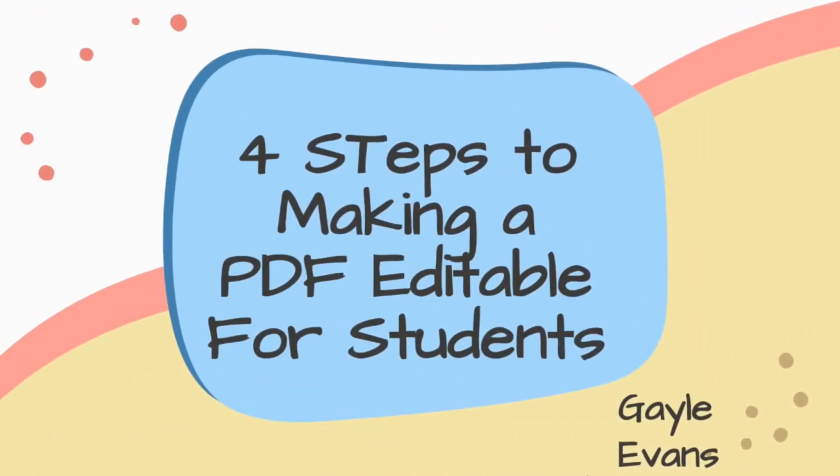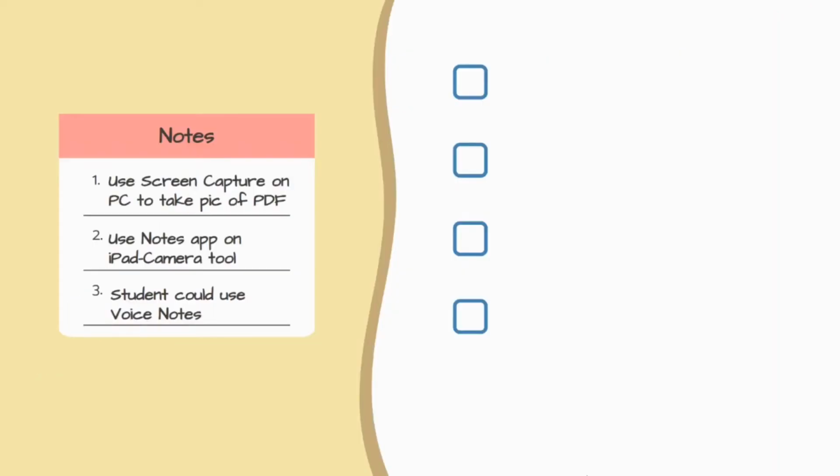Nowadays, it's really easy to make PDFs or any handouts editable for students. And in fact, you can do it in 4 steps. So let's learn how. The first thing to do is you take a picture of your PDF or your material, whatever it is. So if it's a PDF that's on your computer, you do a screen capture of it. If it is a handout that you have that's off the computer, then you can just take a picture of it with your cell phone.